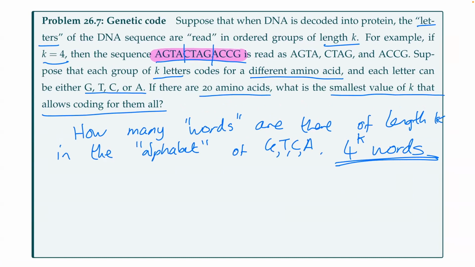Why to the power of K? Well, we have 4 letters, and we're choosing K of them in each of these combinations. So if K is 1, our possible words are G, T, C, and A. If K is 2, then we can have GT, GC, GA, and GG, and then all the others as well. So we end up with 4 to the power of K words. What do we want? Well, we want this 4^K to be greater than or equal to 20. Why 20? Well, because we were trying to code for 20 amino acids.